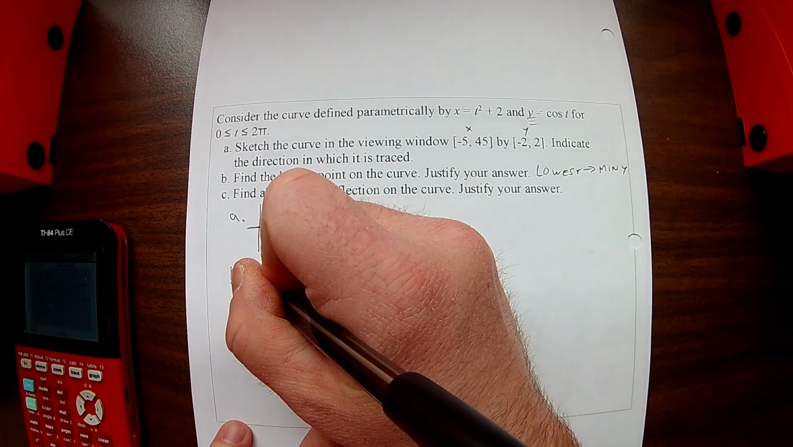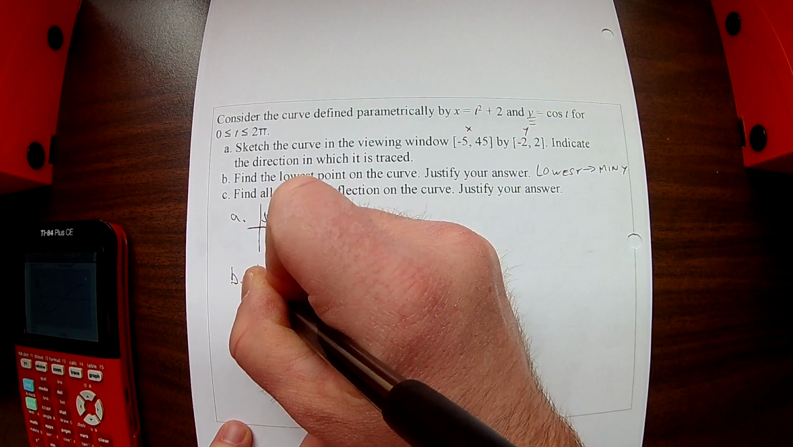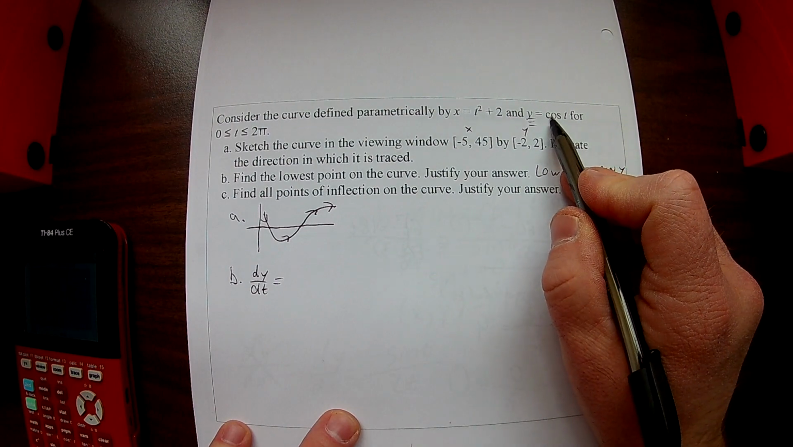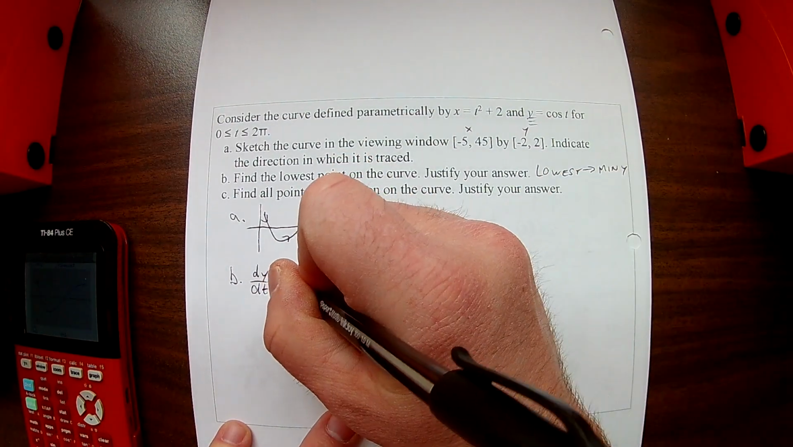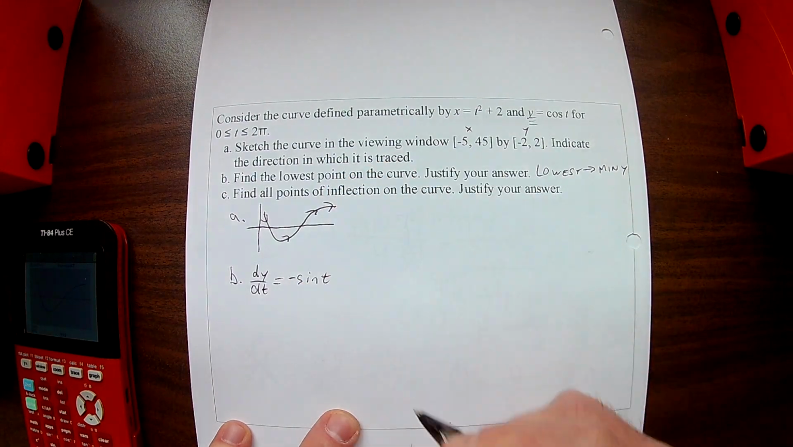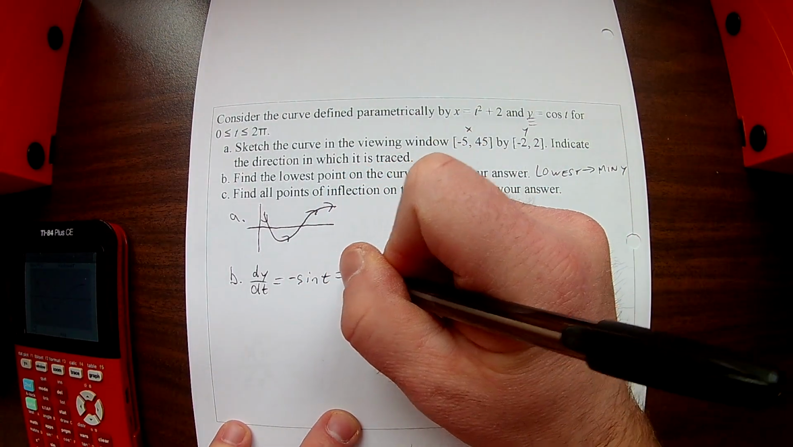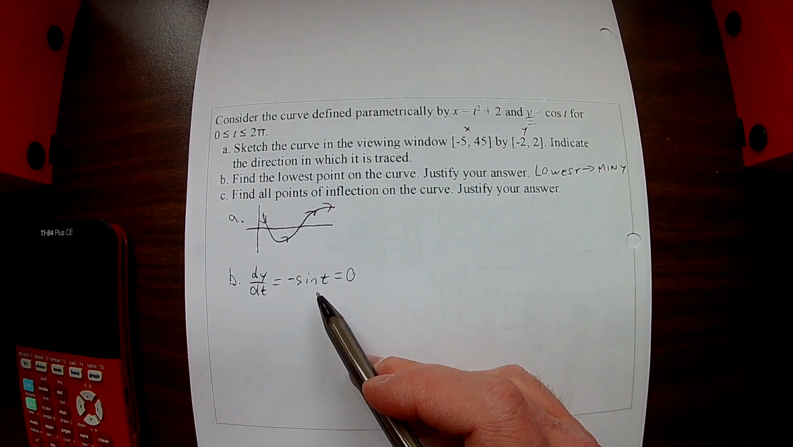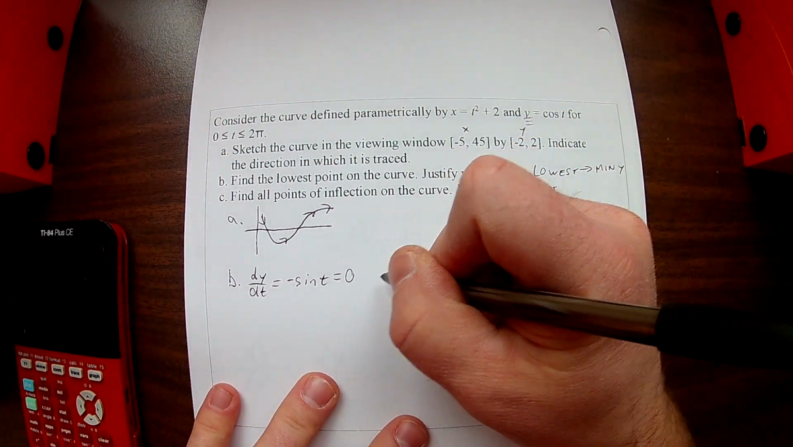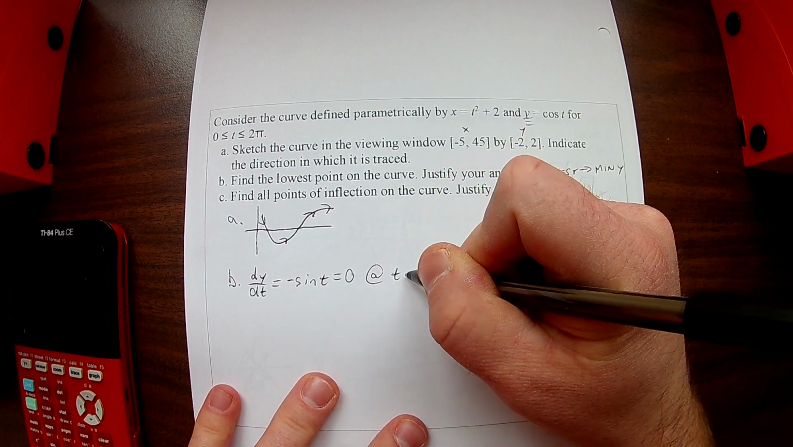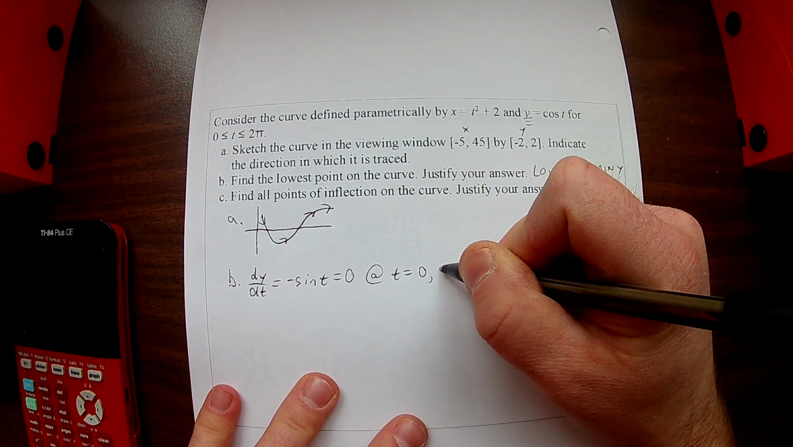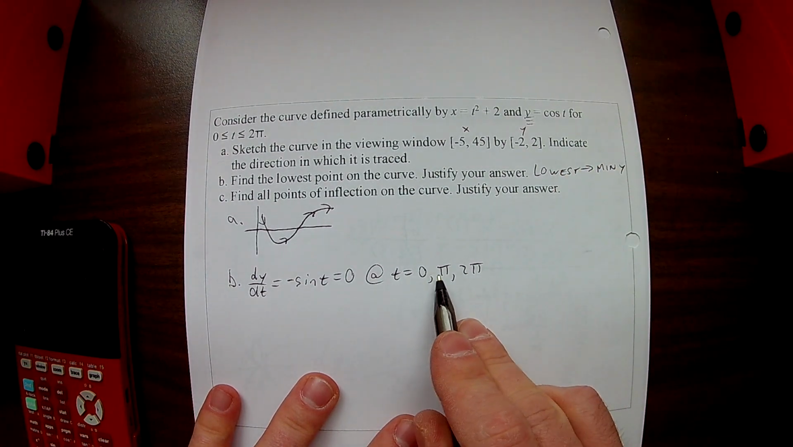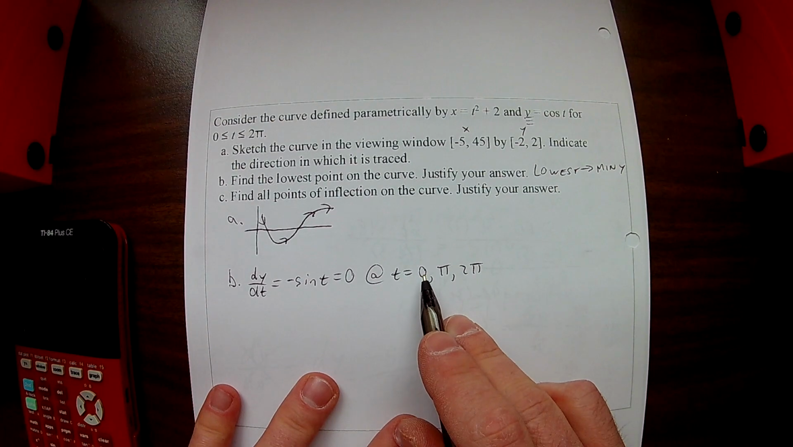To find a minimum, what you have to do is find dy/dt, which, if I'm not mistaken, the derivative of cosine, is negative sine of t. And to find the minimum, I just want to set that equal to 0. Sine of t is going to be equal to 0 at t equals 0, t equals pi, and t equals 2 pi. And if you don't know how I got those, unit circle.